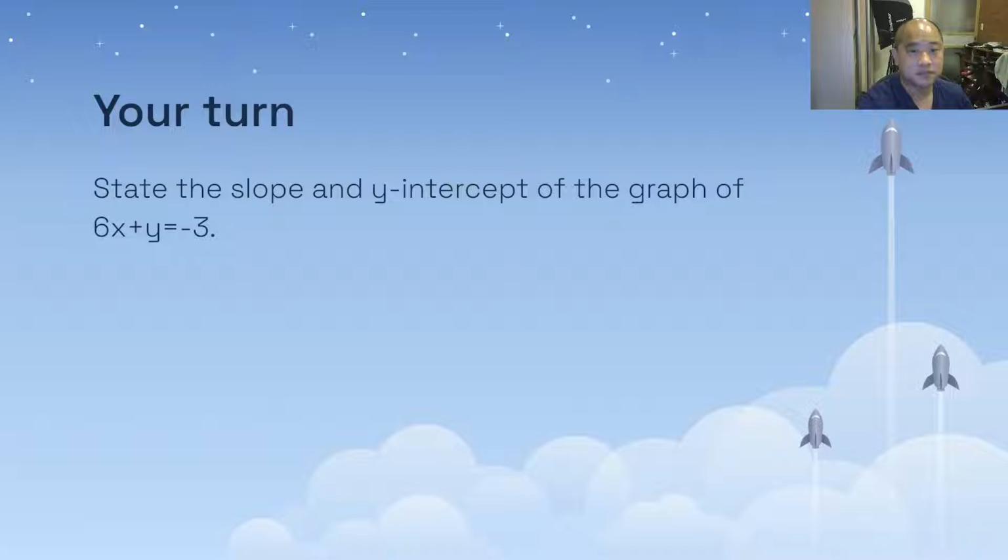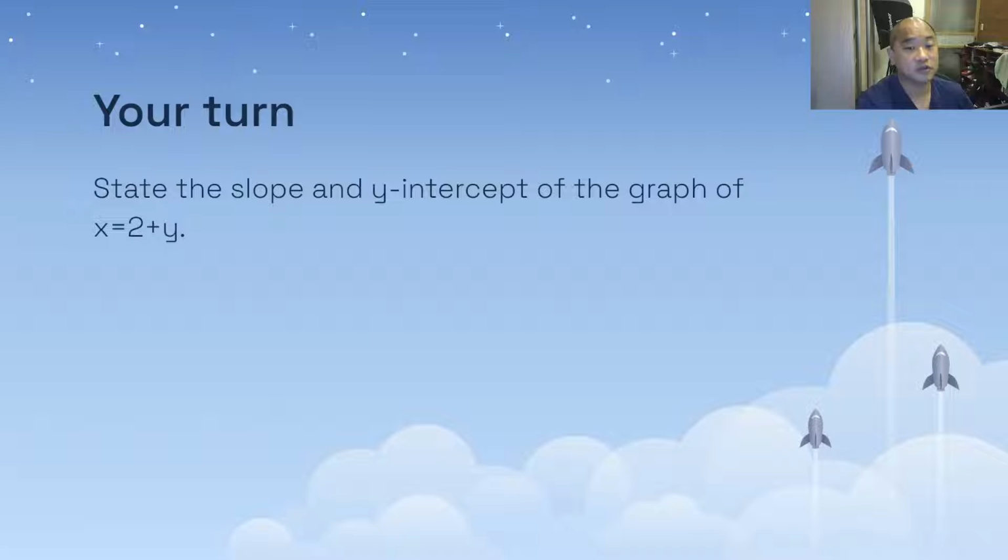All right. Your turn. We're going to subtract 6x from both sides. We're going to get y equals -6x minus 3. That means our m, our slope, is -6. Our b, our y-intercept, is -3. Boom. All right.